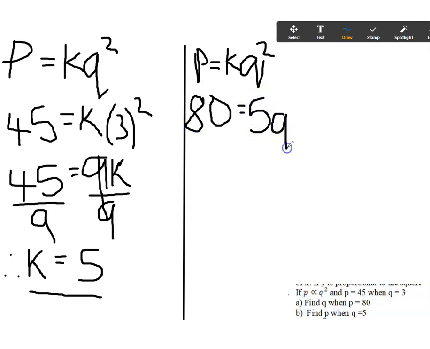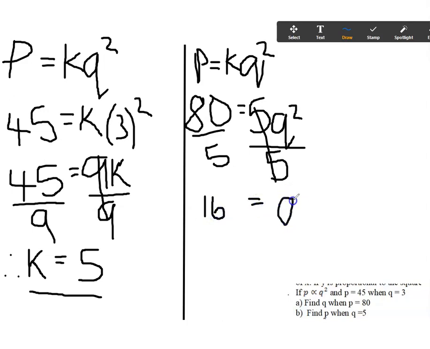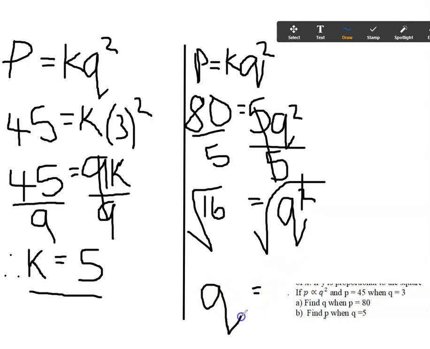We're trying to find Q. We want Q. We cannot get rid of the square root, the square, first. We have to divide by 5 first. So divide both sides by 5. And 80 divided by 5 is 16. So 16 equals Q squared. How do we get rid of the square? We do the opposite. We square root both sides. Square root cancels square. So then Q is equal to the square root of 16, which is 4.